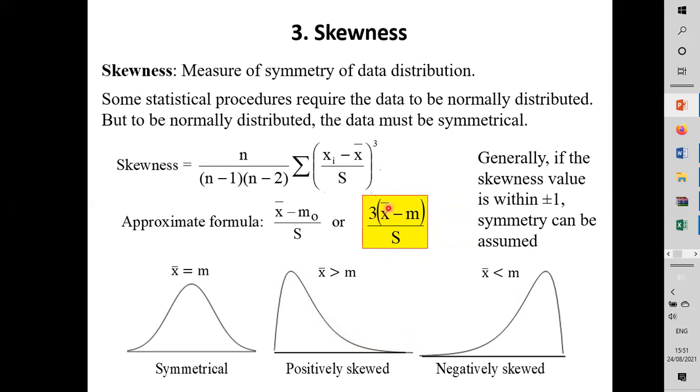Now, let's say X bar is 20. This is 50. 20 minus 50, positive or negative? Negative. Data skewed to the left.